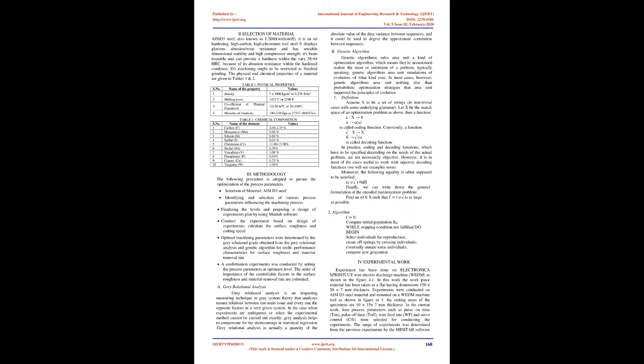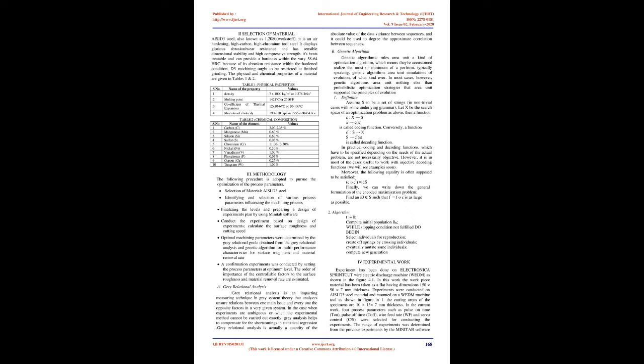Conduct the experiment based on the design of experiments, and calculate the surface roughness and cutting speed. Optimal machining parameters were determined by the Gray relational grade obtained from the Gray relational analysis and genetic algorithm for multi-performance characteristics for surface roughness and material removal rate. A confirmation experiment was conducted by setting the process parameters at the optimum level. The order of importance of the controllable factors to the surface roughness and material removal rate is estimated.